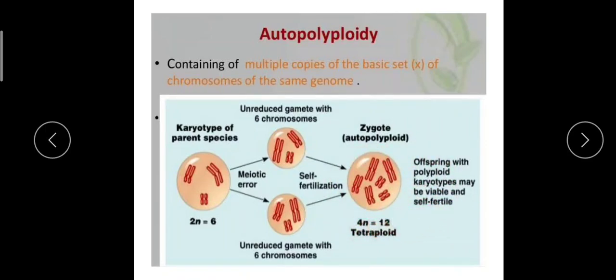4n condition. Normal n condition is 3 and diploid condition 2n is 6. So 12 is 4 times higher than the normal chromosome number, that is the basic set, which is 3. So basic set is 3, and here in this case the zygote is having 4 times higher chromosome number. So this is called tetraploid. And here it is called autopolyploid because both the gametes, or the chromosomes, are from the same species.